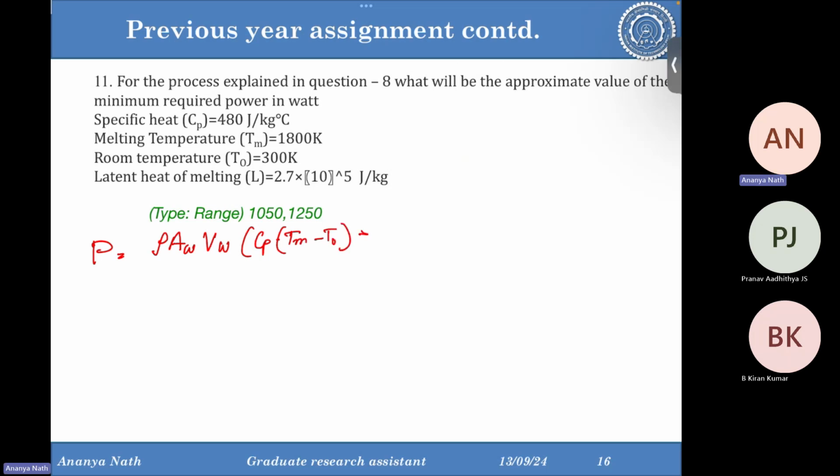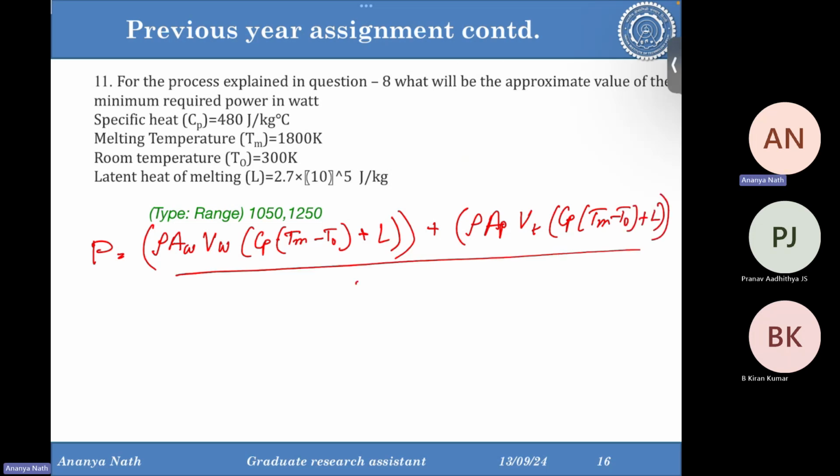Cp delta T plus latent heat of fusion of the substrate and of the powder or wire or electrode, whatever the process is, dependent upon that, you just note down. Eta is the efficiency. It will be efficiency in case of arc. It will be absorptivity in case of laser. Okay. So the answer will be 10,075. That's why a range has been given. So if we write this answer, it will be correct.